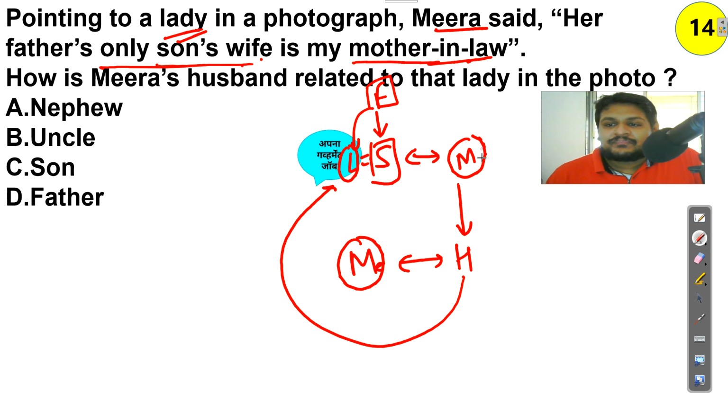Now see, M is there, which is the mother of H. Then they are married, which means S is also the father of H, and the father's sister. So obviously H is what? H is the nephew, because we know the concept of nephew. So the answer is nephew. Okay, like this you need to solve.